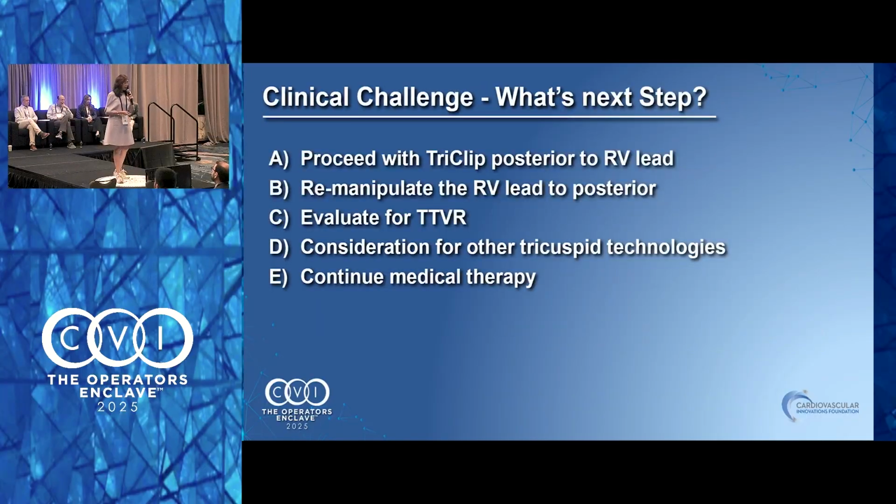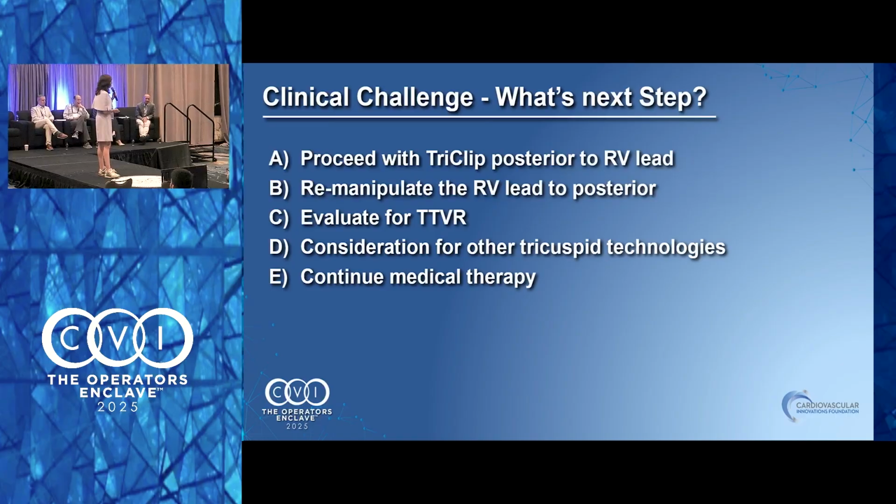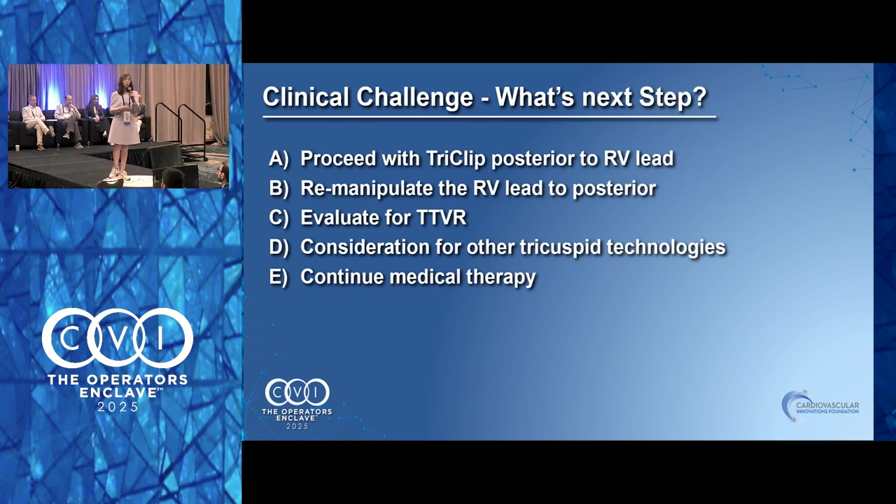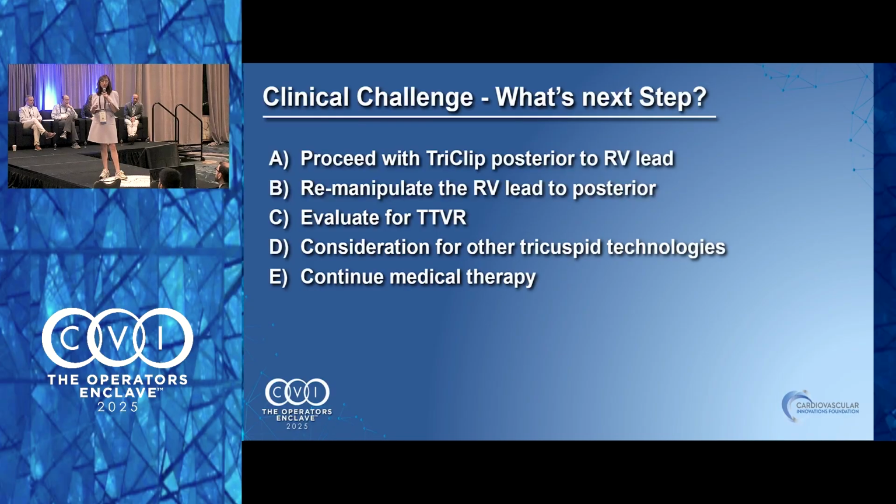But the question I have for the panelists is, what would you do? What would be the next step, right? Would we proceed with a triclip posterior to the RV lead? Or do you want to re-manipulate the RV lead moving posteriorly? Or just forget about triclip, go for TTVR, or look for other tricuspid technologies, a heterotopic, or just continue medical therapy? Comments, please. What do you guys think?